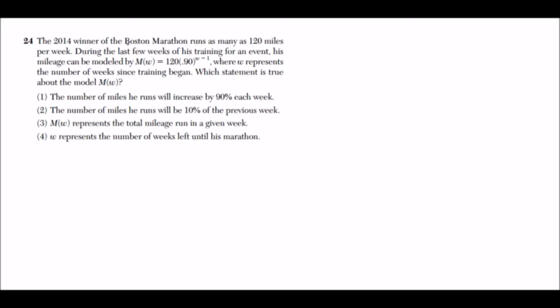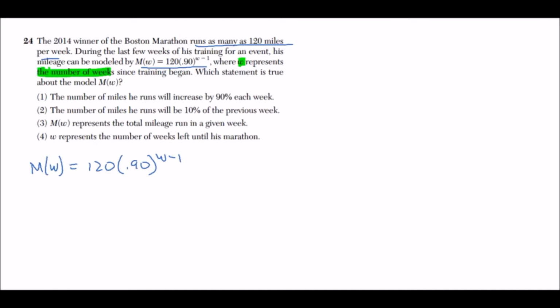The 2014 winner of the Boston Marathon runs as many as 120 miles per week. During the last few weeks of his training for an event, his mileage can be modeled by m of w is 120 times 0.90 to the w minus 1, where w represents the number of weeks since training began. Which statement is true about the model m of w?